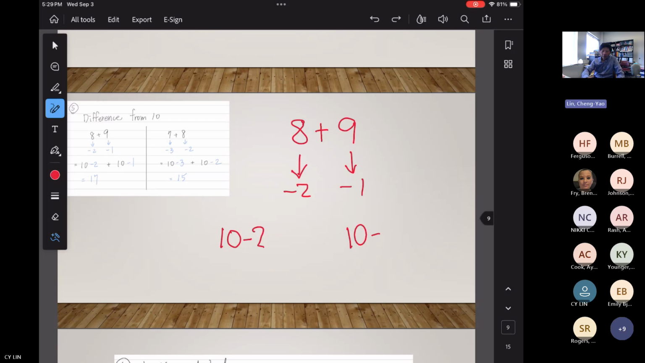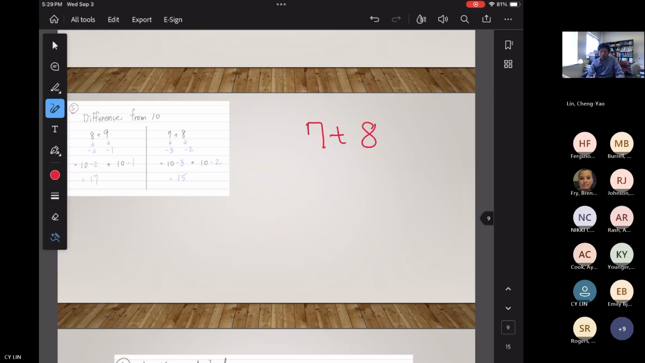And let's do another example. 7 plus 8. Difference from 10, which is negative 3, minus 3. For 8, difference from 10, we need 2, right? So 10 minus 2, minus 2. So add together, and therefore we still get 15. Another way of thinking of doing difference from 10, right?